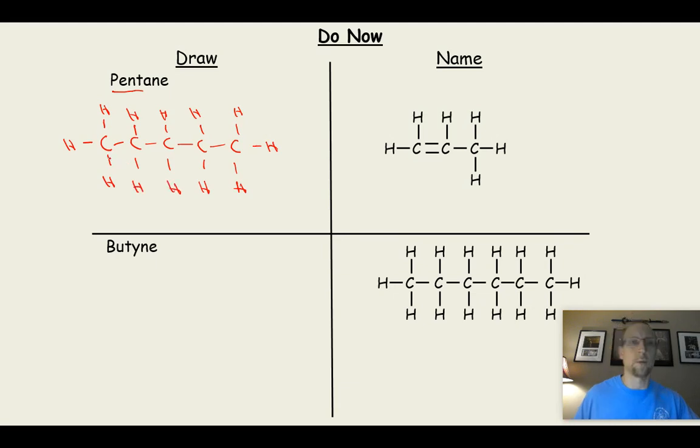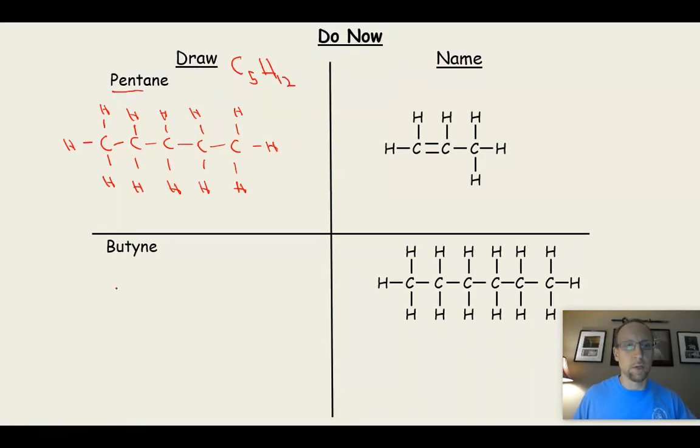And there we go. So that's pentane. So remember, it's an alkane, so it should be CnH2n+2 for the general formula. So for C5, we should be H12. And if we count up our H's, you'll see that there are 12 of them.